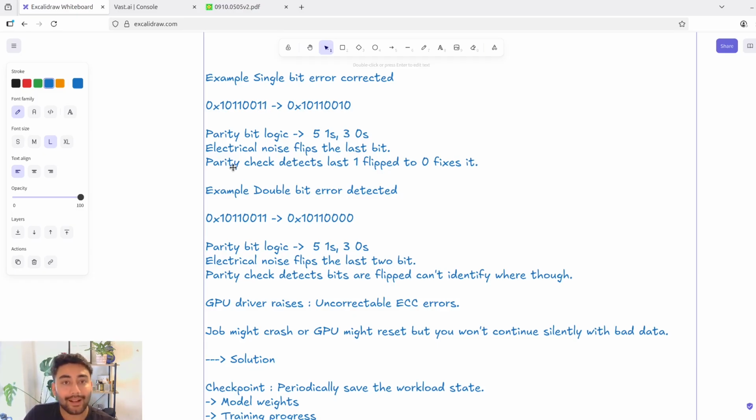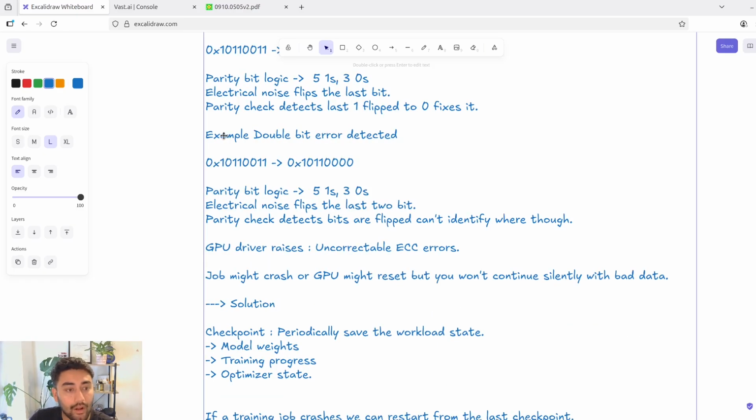So now our parity check will detect that the number of ones and zeros does not match, right? Now I have 1, 2, 3, 4 ones, where it should be 5 ones and 3 zeros. So it'll detect that and it'll fix it, right? It'll say, okay, yep, that bit changed. Let me flip it back to 1. So that's error solved. But then there's another case called double bit error detected, right?